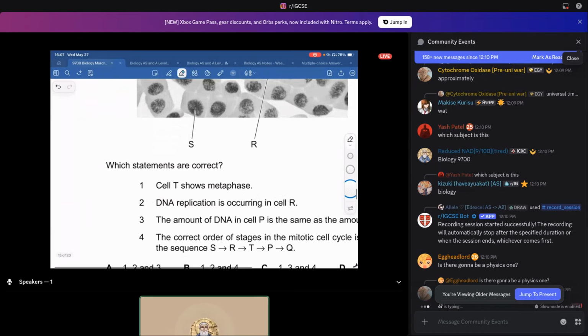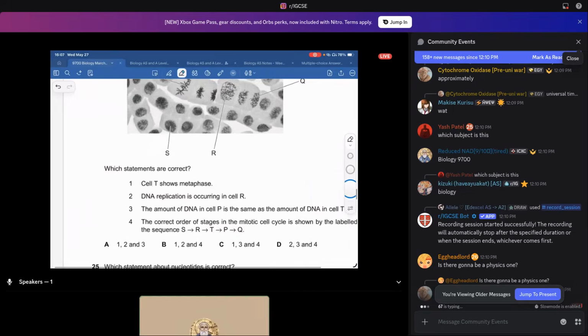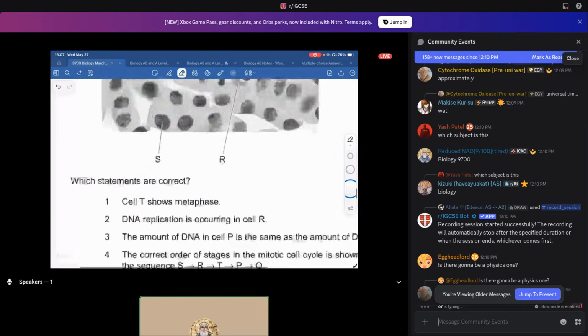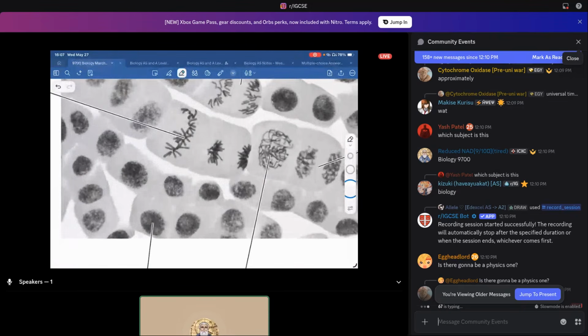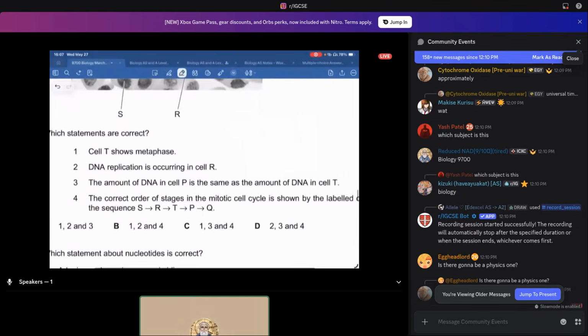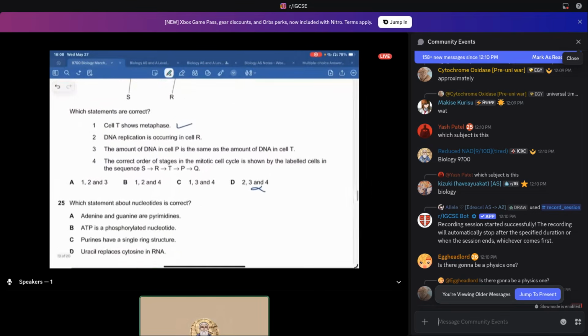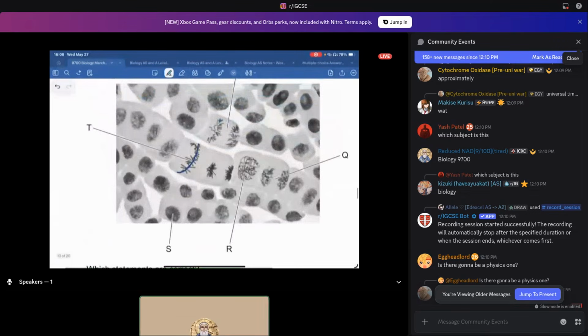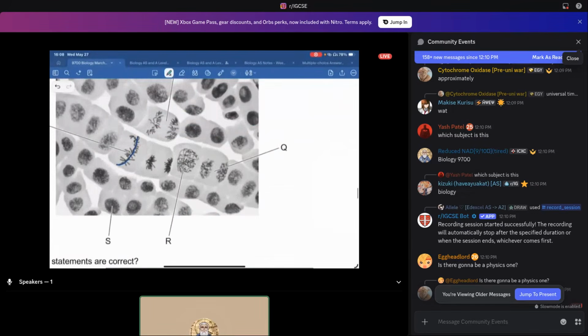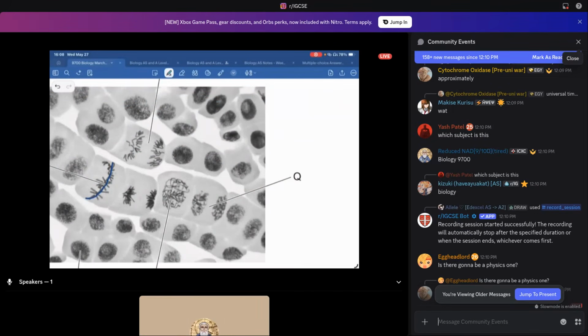The photomicrograph shows cells in different stages of the mitotic cell cycle. Cell T shows metaphase. Which statements are correct? Cell T shows metaphase. Correct. We see all the chromosomes aligned at the equator of the cell, so cell T shows metaphase is correct. Anything without option 1 is wrong. D is wrong. DNA replication is occurring in cell R.